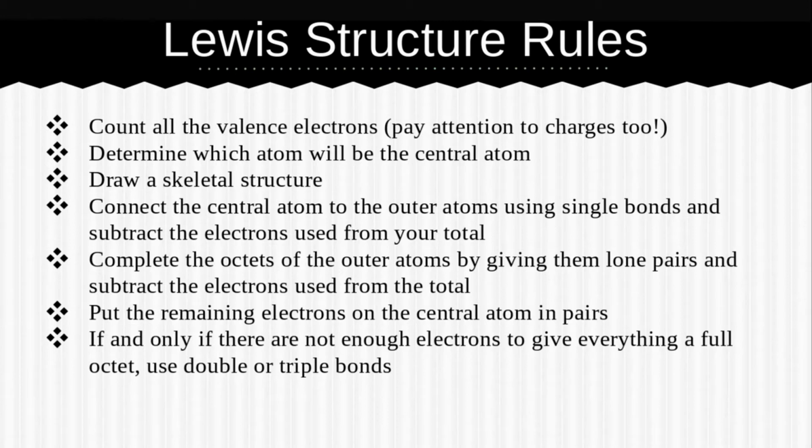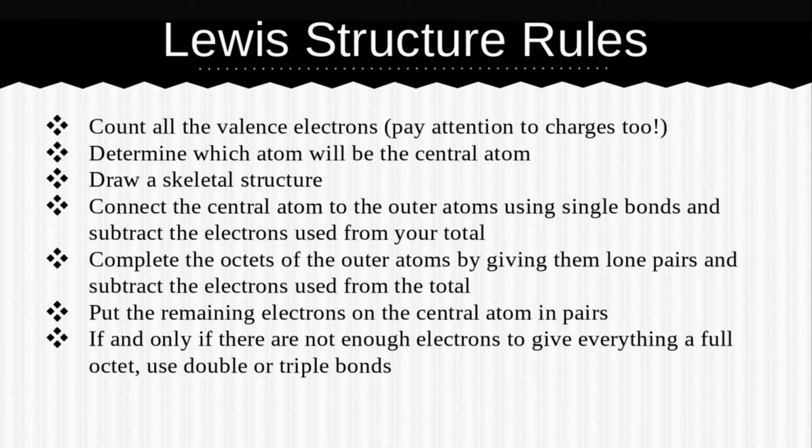Next, you want to complete the octets of the outer atoms. So you give those lone pairs of electrons to complete their octets. Make sure you remember to count the fact that they have a bond. And then you want to subtract the electrons used again from the total in step 1. Finally, you want to put those remaining electrons, if there are any, on the central atom in pairs.